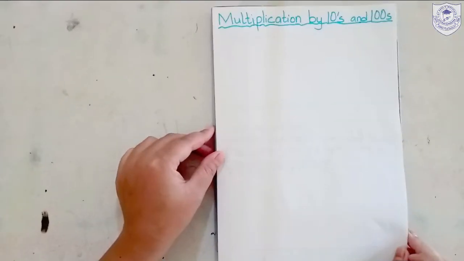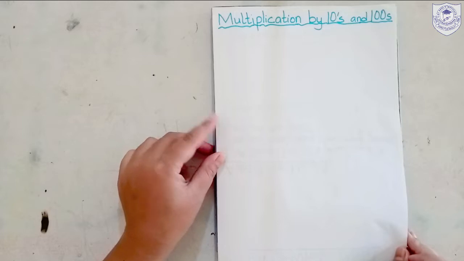Let's begin with multiplication by tens and hundreds. When we multiply any number by 10, 20, 30, 40, 50 and so on till 90, we multiply the number by 1, 2, 3, 4, 5, 6, 7, 8, 9 respectively and put 0 to the right of the product we obtain. Let me show you an example.